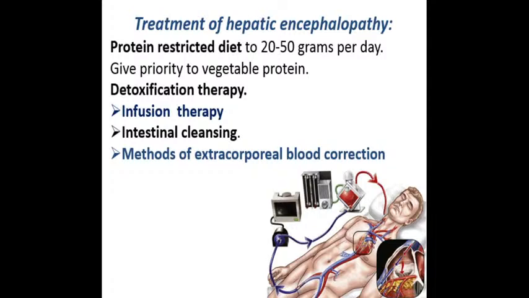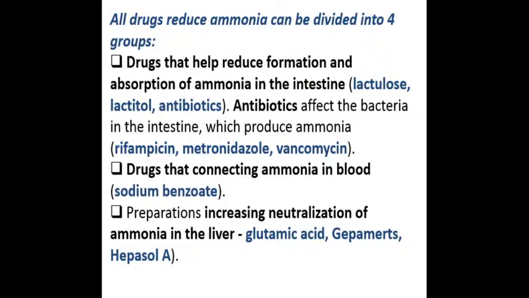Treatment of hepatic encephalopathy. We can use a protein restricted diet and give priority to vegetable protein. And detoxification therapy. It is infusion therapy, intestinal cleansing, method of extracorporeal blood correction. And all drugs that reduce ammonia can be divided into 4 groups.